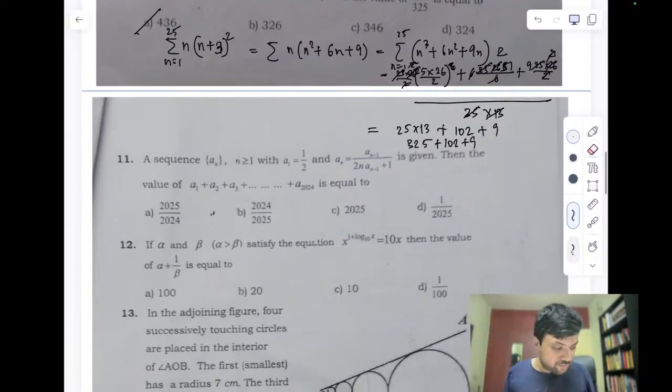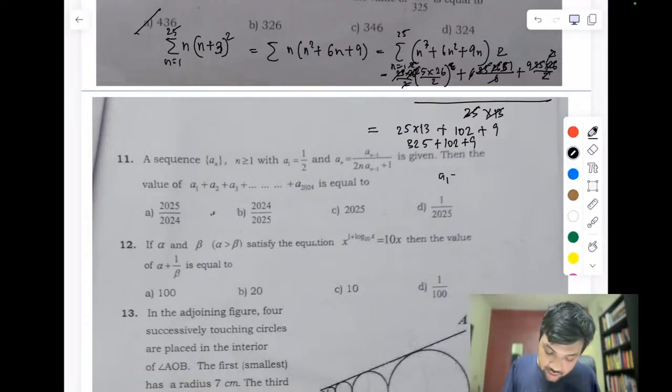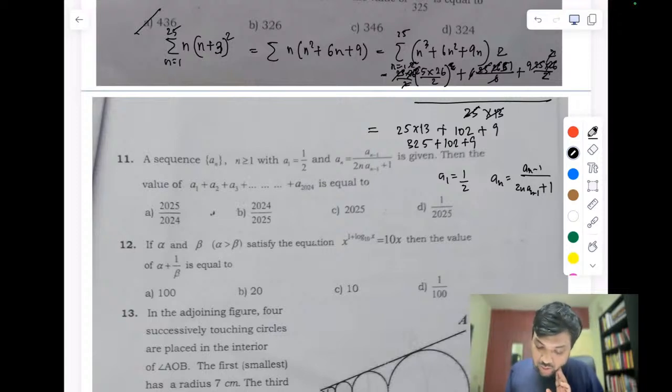11th one. The sequence an is that a1 is half, and an is an minus 1 over an minus 1 plus 1. Then what is the sum of values? Did anyone get this? Looks like it's some an minus 1. If you write it down, you see the pattern, is it? All of you got it. Okay, let's see for a minute then.